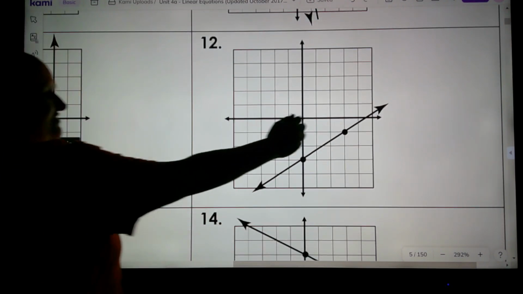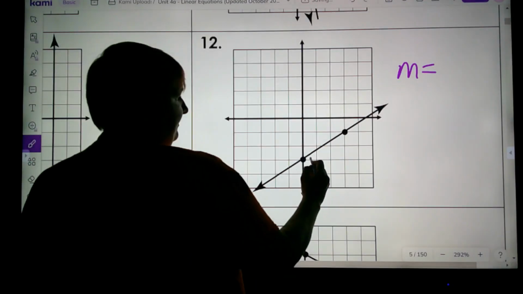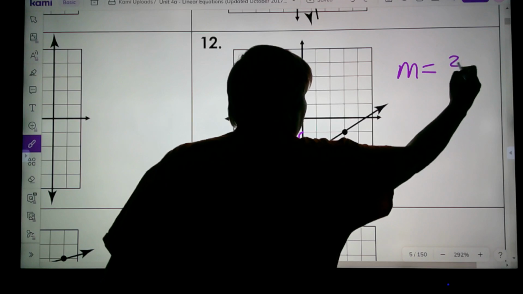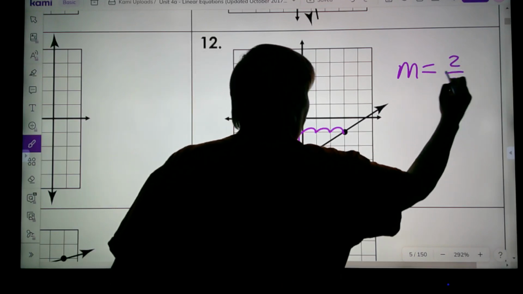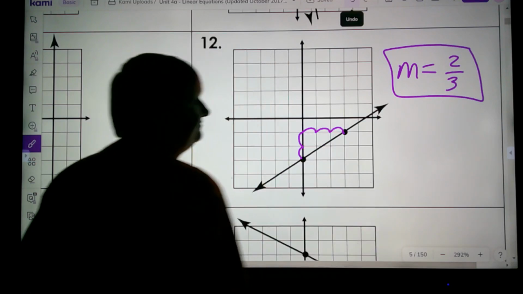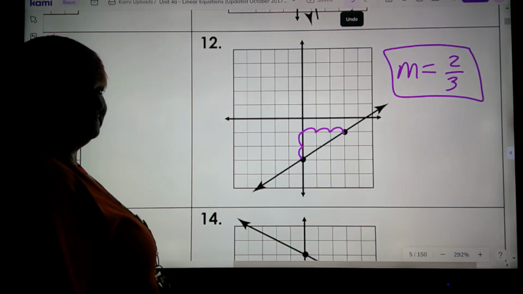I got a positive slope. It means my answer is going to be positive. m equals 1, 2 over 1, 2, 3. And 2 over 3 cannot be simplified. So that's your answer. Your slope is 2 over 3. Rise over run.